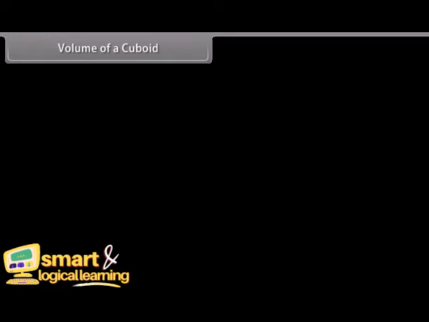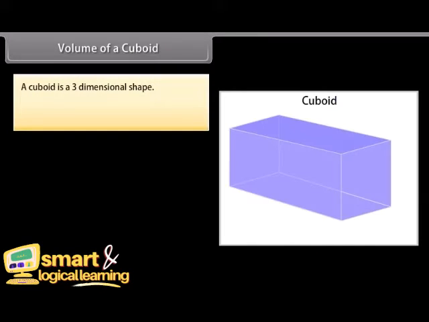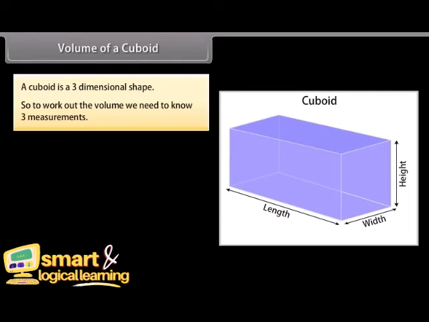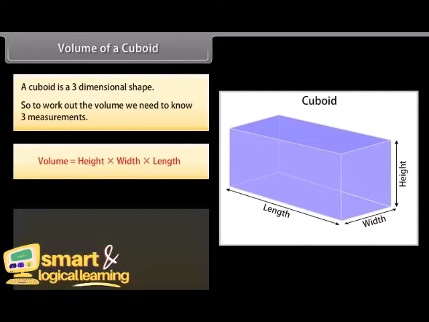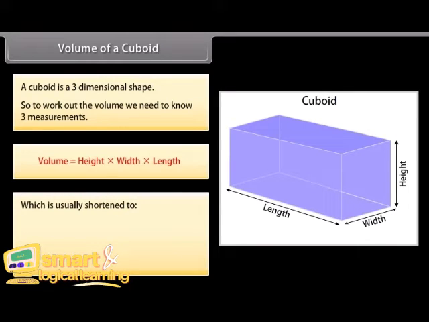Volume of a cuboid. A cuboid is a three-dimensional shape. So, to work out the volume, we need to know three measurements. Look at this shape. There are three different measurements: height, width, length. The volume is found using the formula height into width into length, which is usually shortened to V is equal to h into w into l, or more simply, V is equal to LWH.